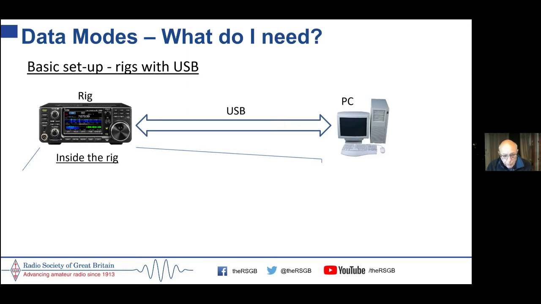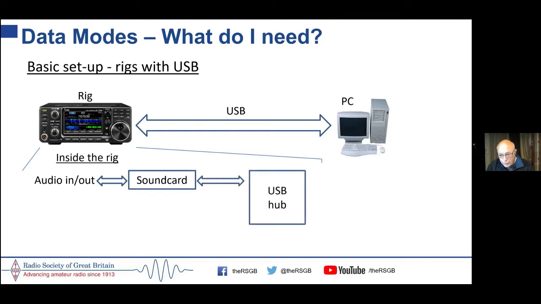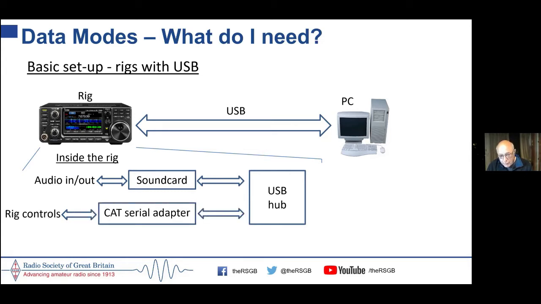So this is what's going on inside the rig. The audio input and output signals in your rig will go to a sound card, which is actually mounted inside your rig. And that sound card will connect to a USB hub also inside your rig. And then the rig controls will go to a serial adapter, which will then join to the USB hub all within the rig. And so you get a single USB cable to go between the rig and the PC. So that's how everything connects up. And obviously the later rigs are by far the easiest way to do this.